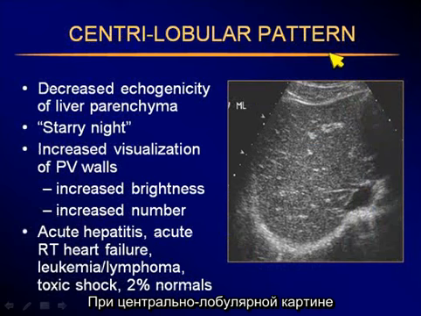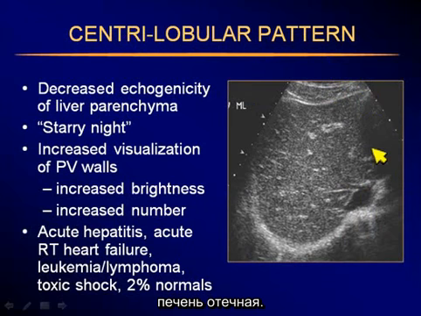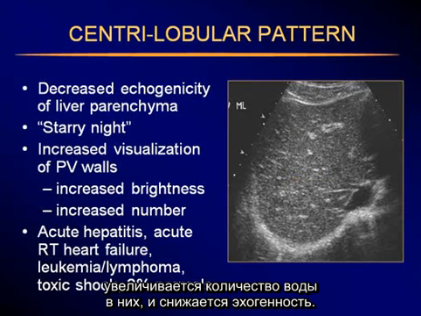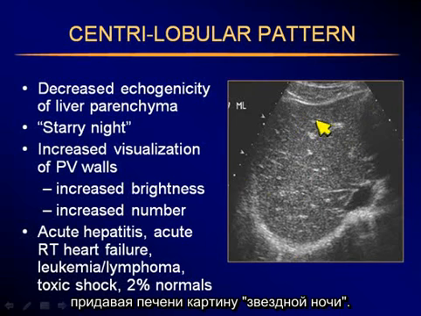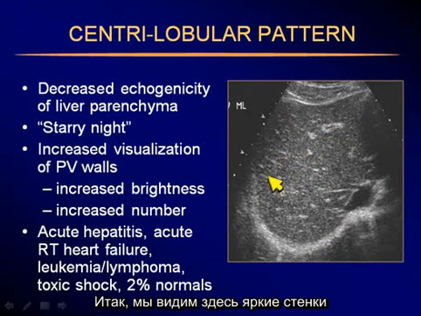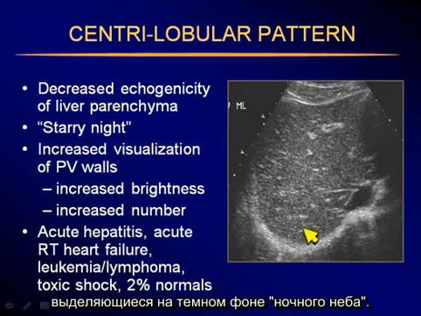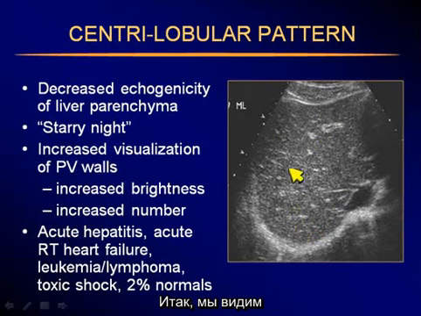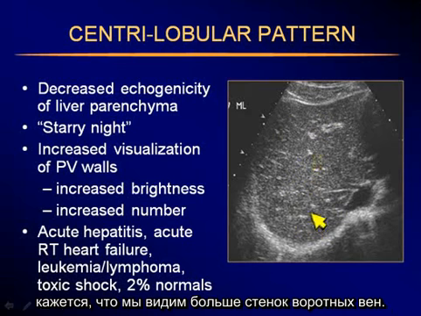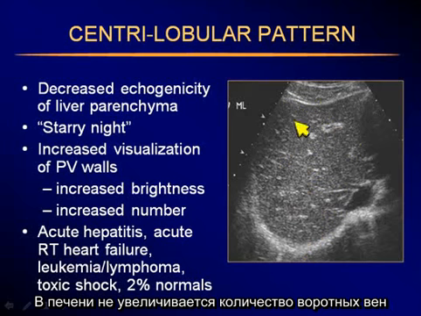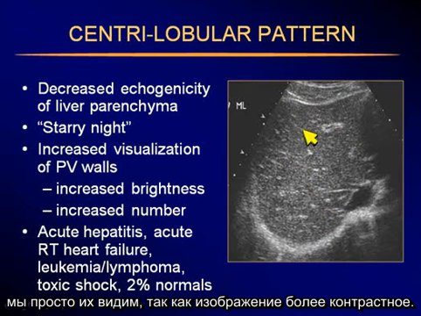In the centrilobular pattern, what happens is the liver is edematous, so the parenchymal cells, the sinusoids, the hepatic cells become edematous, increase in water, and drop their echogenicity. And that makes the portal vein wall stand out, giving it a starry night appearance. So you have these bright walls standing out in a dark background of the night sky. So we see increased brightness of the portal vein walls, and we seem to have more portal vein walls. Now the liver does not make more portal veins, it's just that we see them because now we have more contrast.